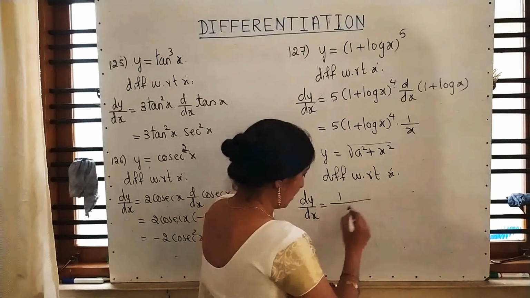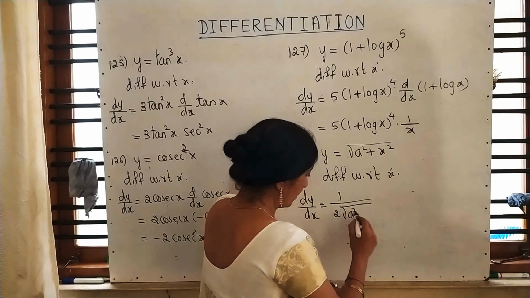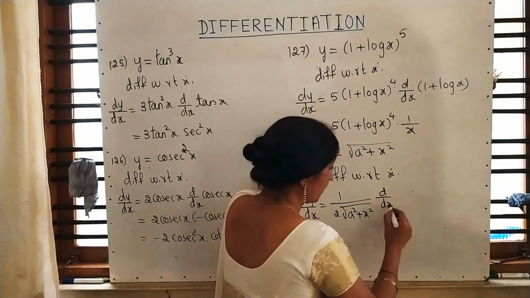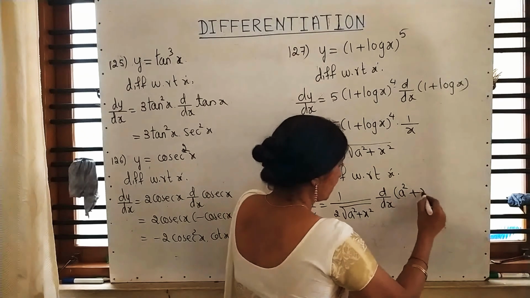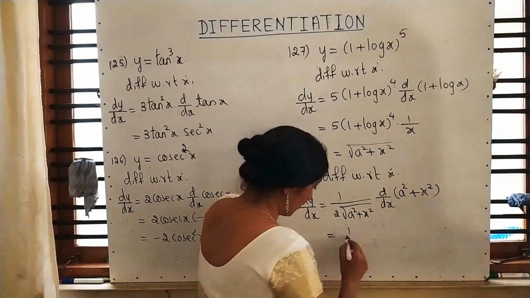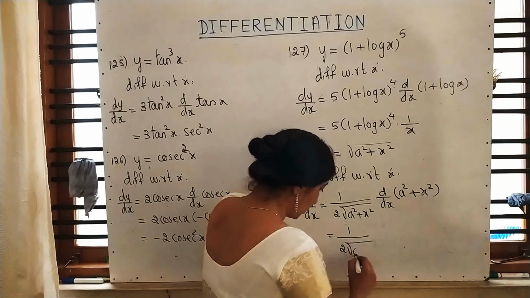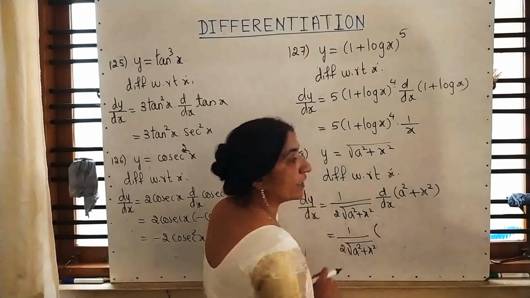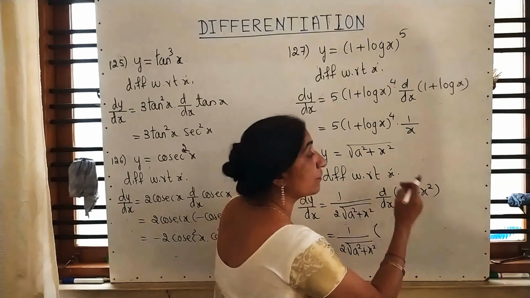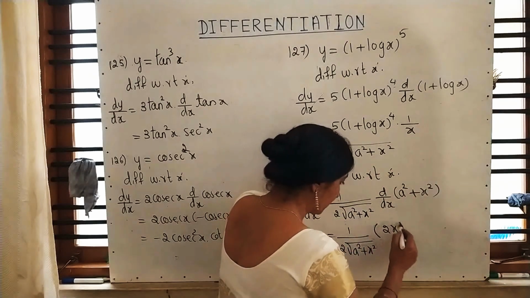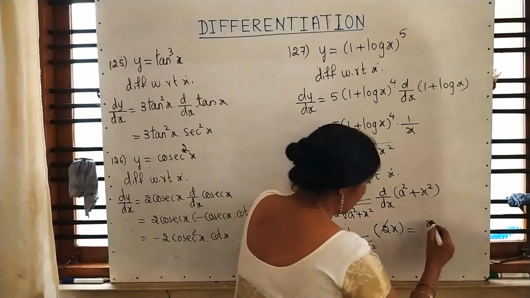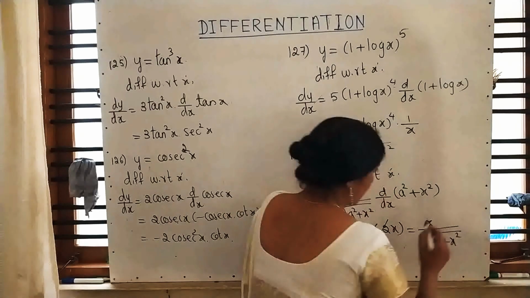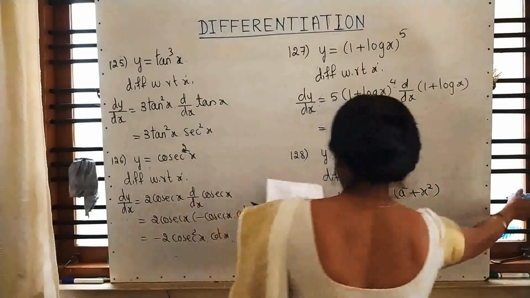It is 1 upon 2 root a square plus x square. Close that root. What is remaining? a square plus x square is remaining. First root, then without the root, because we close the root. Differentiation of a square is 0. 0 plus differentiation of x square is 2x. This 2 and this 2 get cancelled. Yes. Is it simple or what? Yes. Moving to the next question.